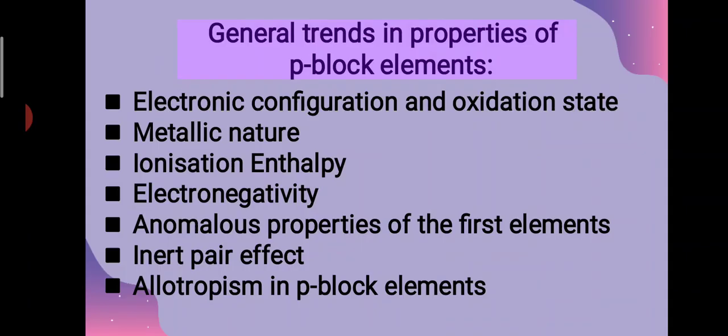Now let's see. In today's class we are going to discuss the p block elements: electronic configuration, metallic nature, ionization enthalpy, electronegativity, anomalous properties of the first elements, and then inert pair effect, followed by allotropism in p block elements.